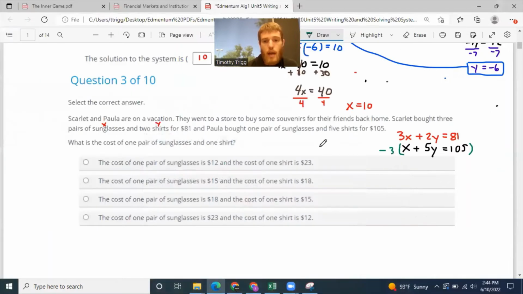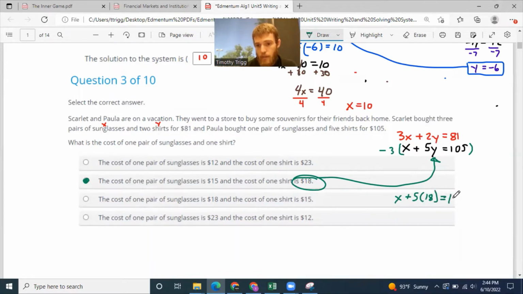Great. So now that I know the value of y, we know this is the answer, right? Because this is the only one that has the shirt being $18. But let's say there were multiple. We would take that 18 and plug it into one of the original equations. Here I would replace the y. I'm going to replace it into this second equation here. So it'd be x plus 5 times 18 equals 105. That gives us x plus, what's 5 times 18? I believe that's 90, equals 105.